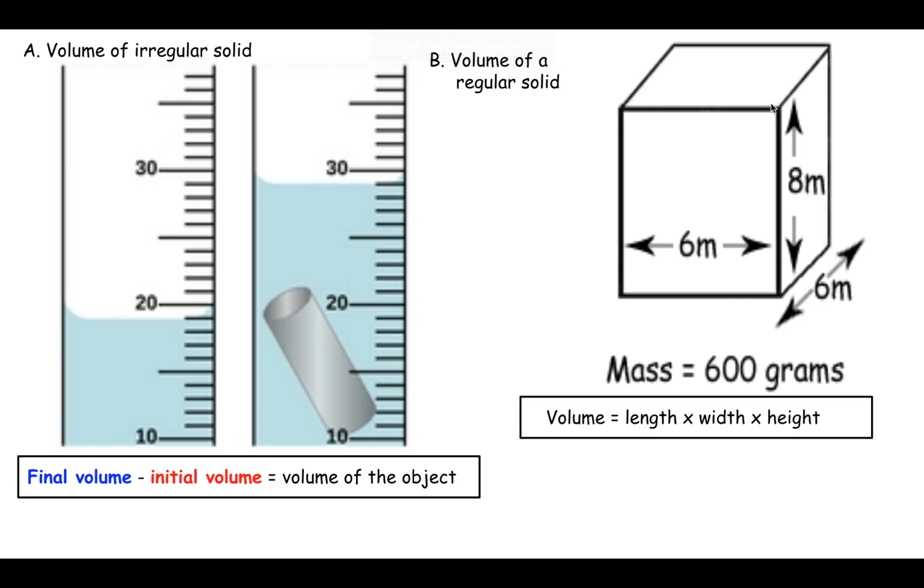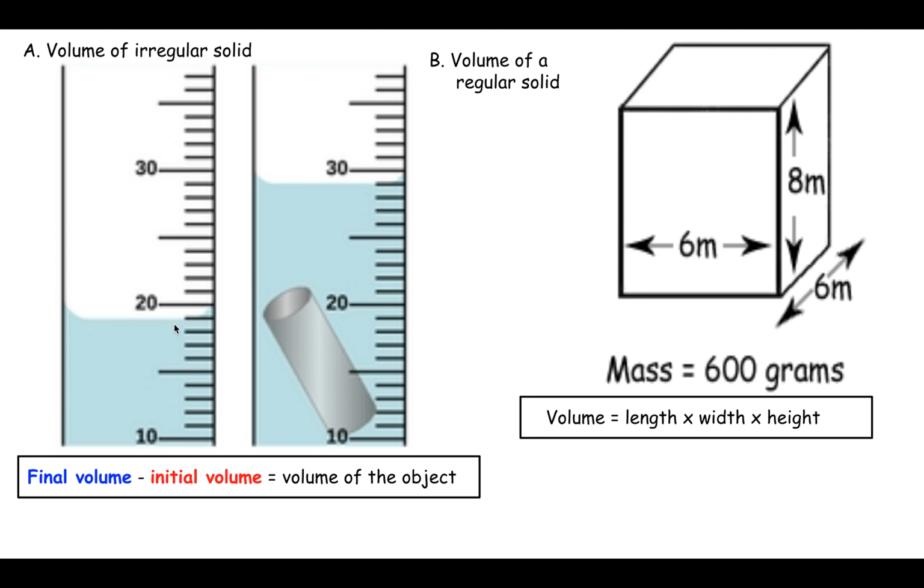All right, here are two examples of how to calculate the volume of objects. If it's an irregular solid, a strange shape that maybe you can't measure with a ruler, you need the graduated cylinder. A regular solid could be a square, rectangular prism, sphere, cone, anything that can be measured with a ruler, and you could use calculations to figure it out.